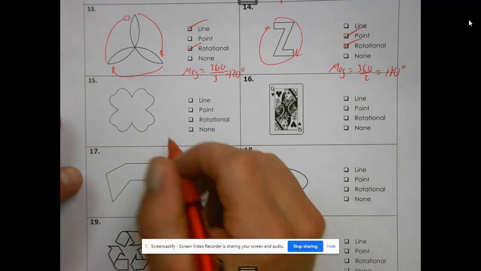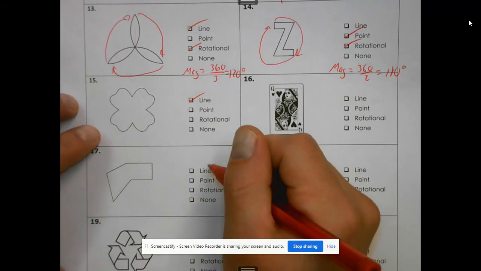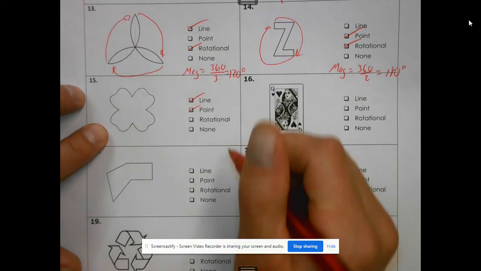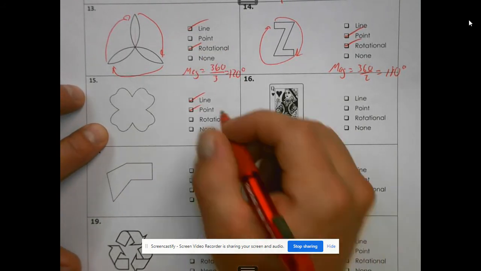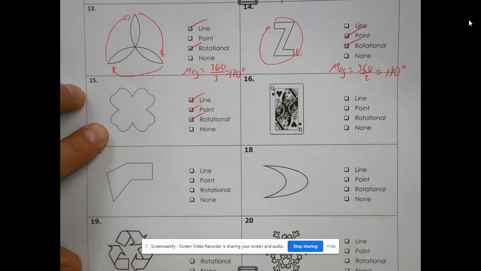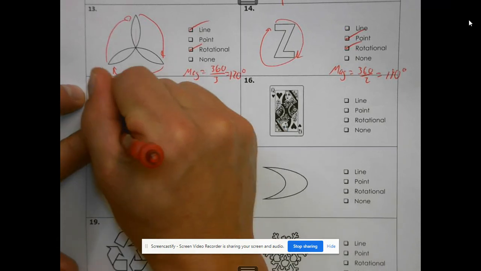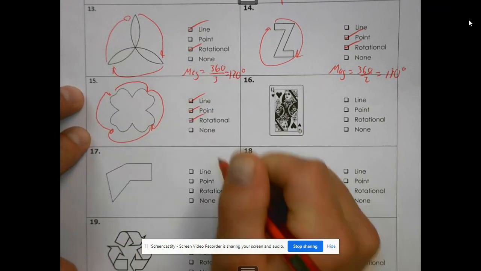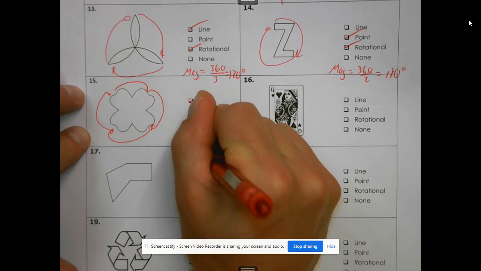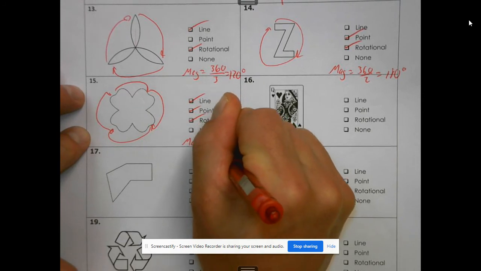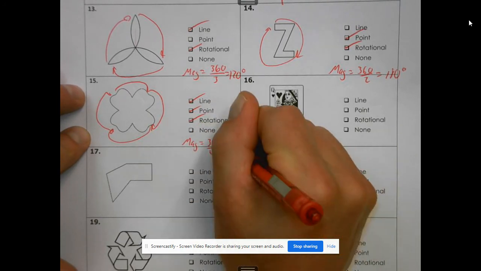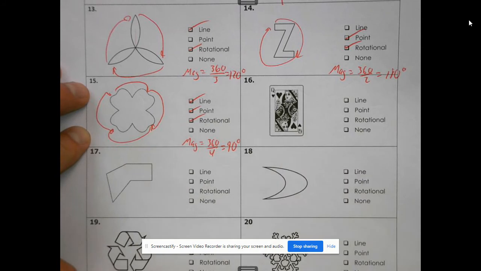15, I can draw lots of lines of symmetry throughout the clover. It's also going to have point. If you flip it upside down, it still looks the same. If it has point, it automatically has rotational. I can turn this thing 1, 2, 3, 4 times. So magnitude, 360 divided by 4. That comes out to be 90 degrees.